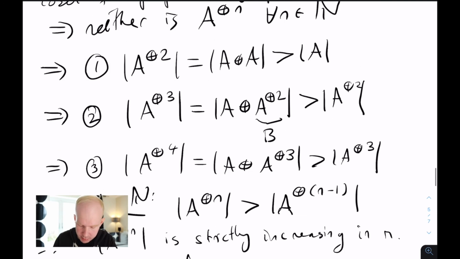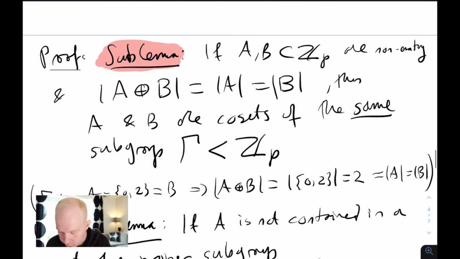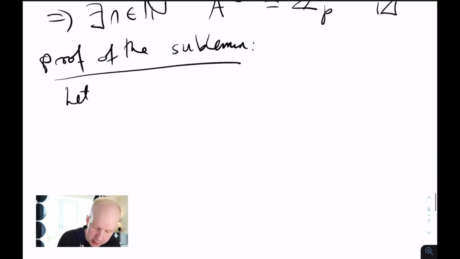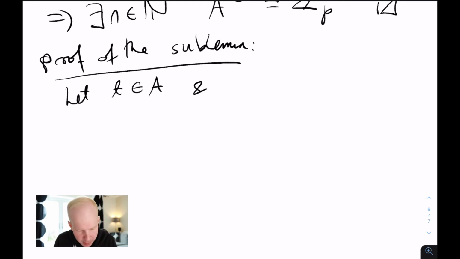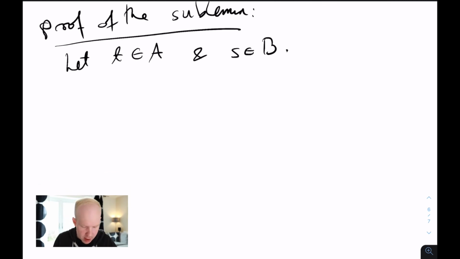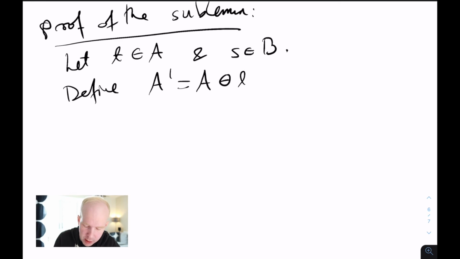So what we are claiming here is that we have two non-empty subsets with this property, and then we want to prove that they are cosets of the same subgroup. So what we can do here is take t in A and s in B, so any general elements, and define A prime to be equal to A minus t and B prime to be B minus s. So we translate them.